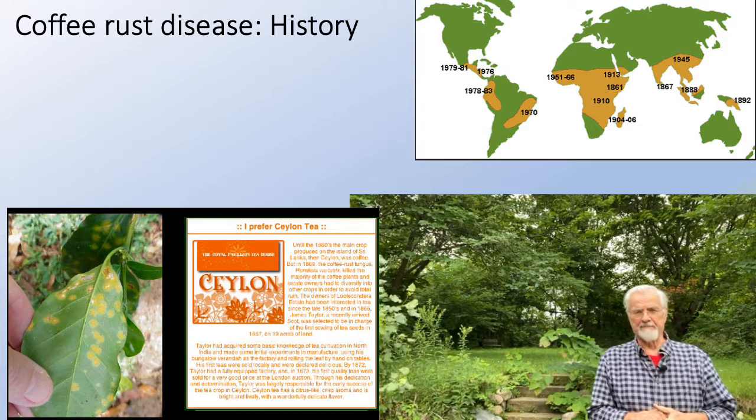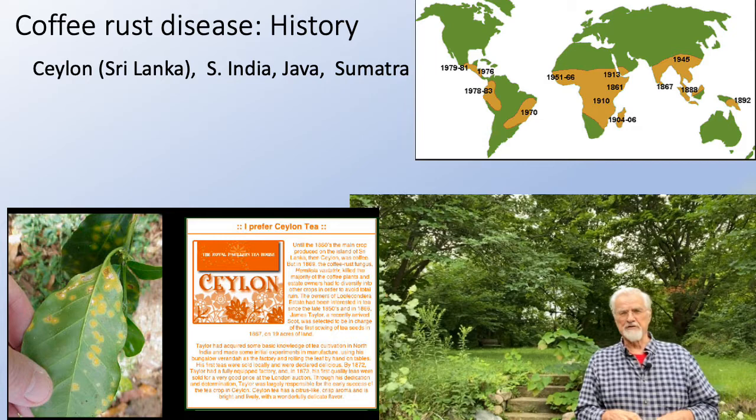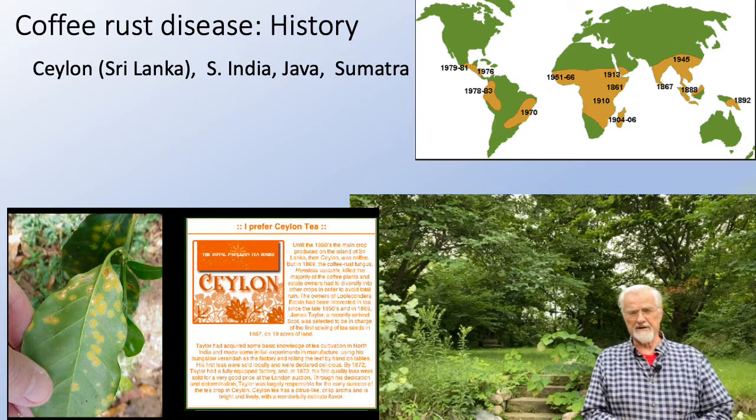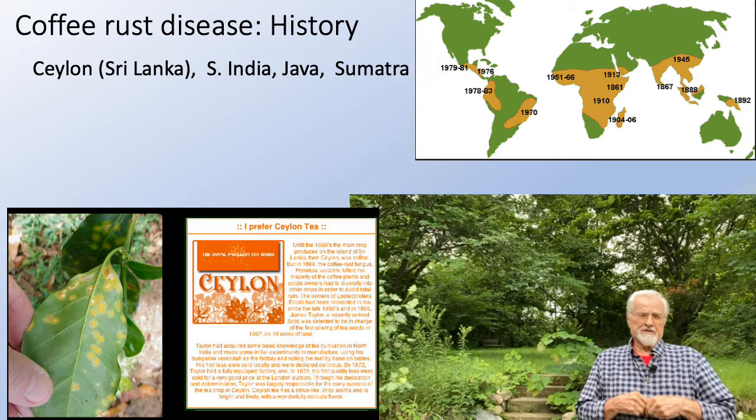It was in the mid-19th century, as I mentioned in the last lecture, that it was first noticed in Ceylon, or what today we call Sri Lanka. Then it was called a British colony, Ceylon. A botanist by the name of Henry Marshall Ward was sent to Ceylon by the British government to figure out how to solve this disease.